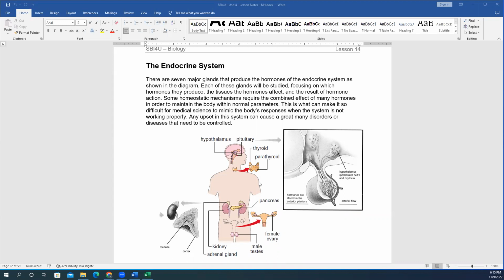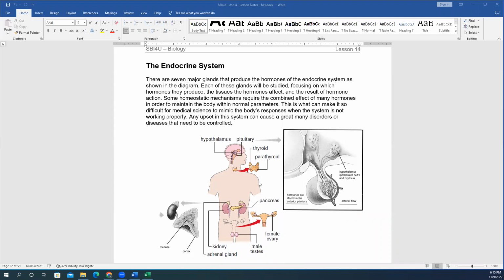Sometimes you have mechanisms in place that bring about homeostasis that don't just rely on the action of a single hormone. They may require the action of a combination of a few different hormones in order to bring about and maintain that homeostasis and return the body to normal parameters.